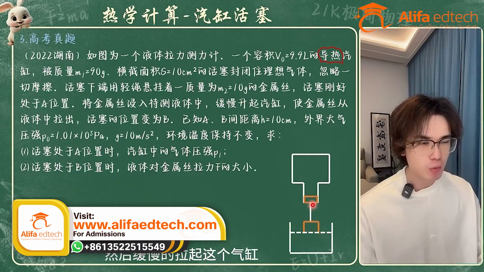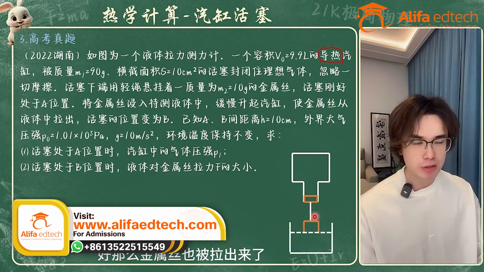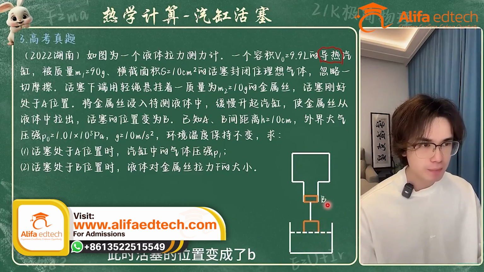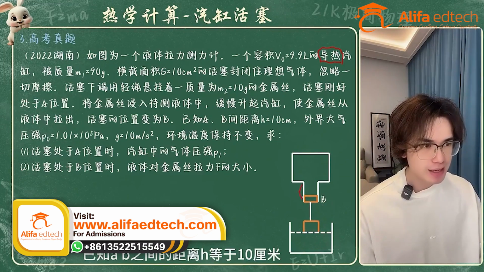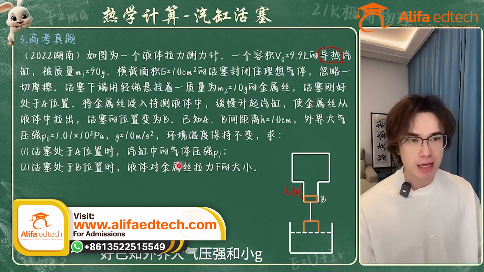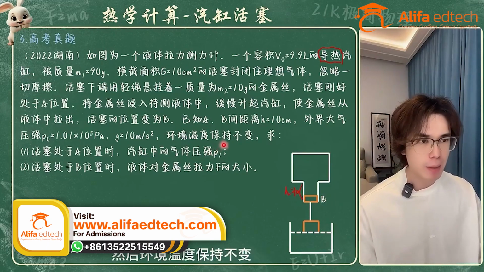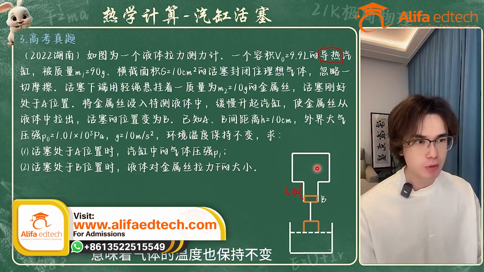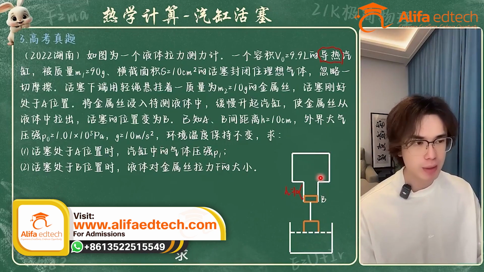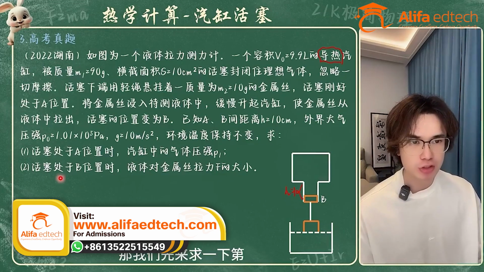As a result, the metal wire is also pulled out, and at this point, the position of the piston changes to B. It is known that the distance h between points A and B is 10 centimeters. Also, the external atmospheric pressure and the ambient temperature remain constant, which means the temperature of the gas also remains unchanged. Now let's solve the first question.